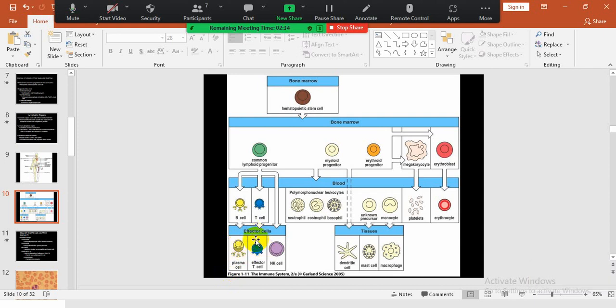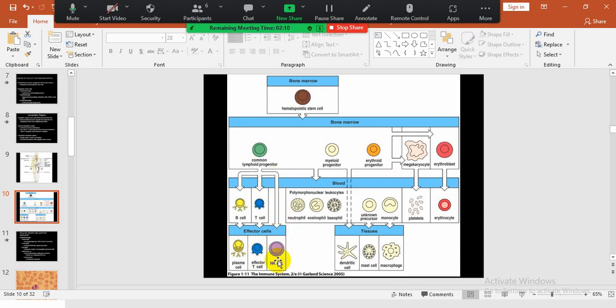Okay, and we also have the T cell. The T cell produces what? Helper T cell and also cytotoxic T cell. So here the cytotoxic T cell is represented by what? Effector T cell. That is what is effecting the action. We have the helper T cell also, but it's not here.